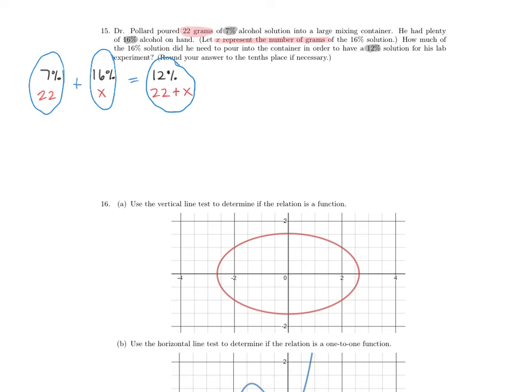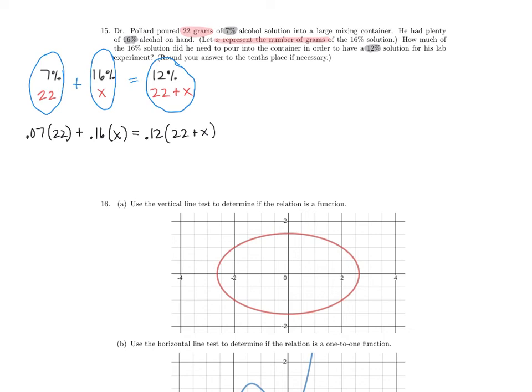your mixture. So you're going to write 7% as a decimal, so 0.07 times 22. So you're multiplying straight down. Plus 0.16 times X is equal to 0.12 times 22 plus X. That's how you're going to set up your equation. And now you're going to solve.